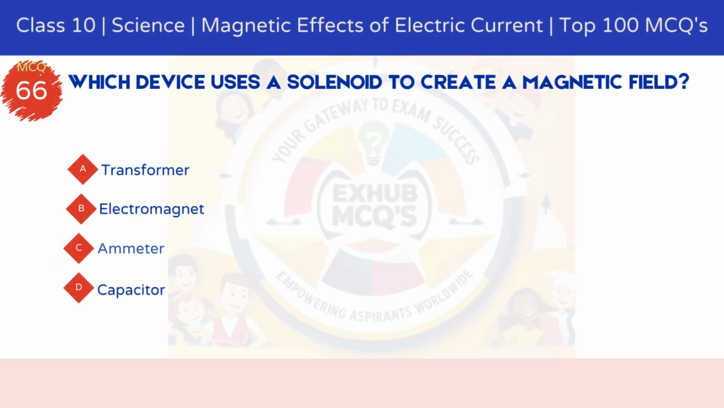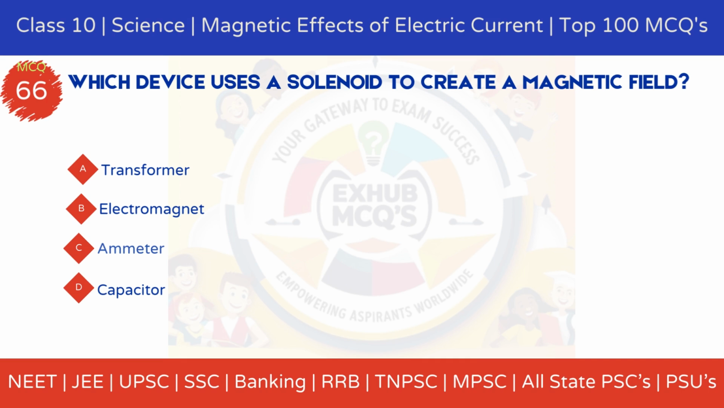MCQ 66. Which device uses a solenoid to create a magnetic field? Option A, transformer. Option B, electromagnet. Option C, option D, capacitor.